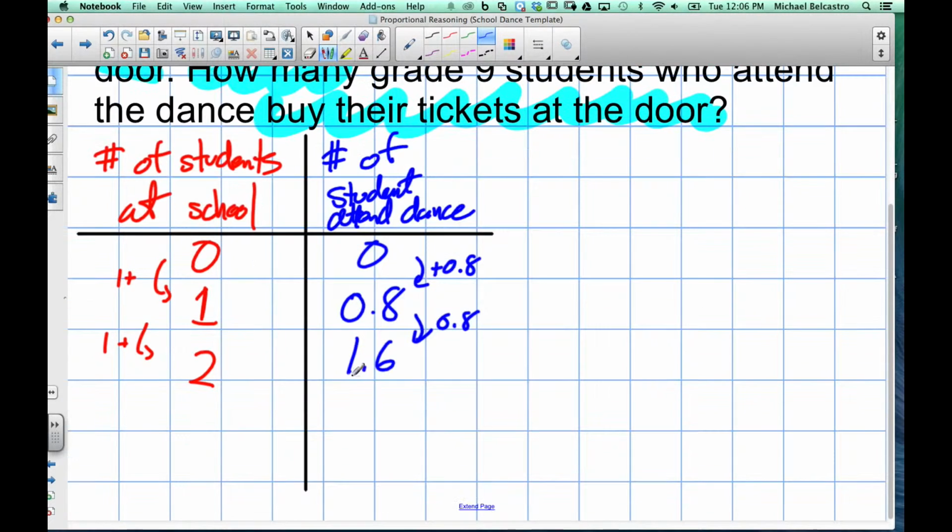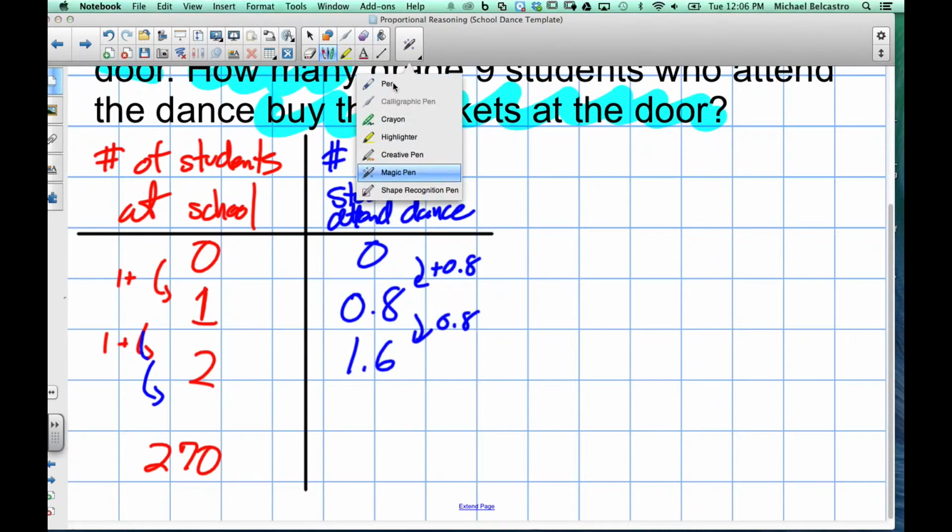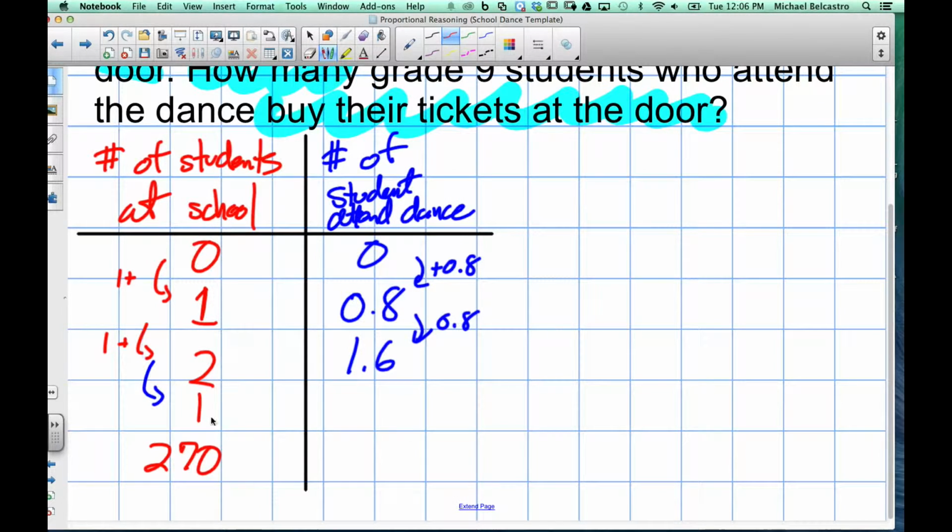Now, we know our goal, because our total here is going to be 270. Well, if I go up at this rate, this is going to take me forever counting by ones. I literally have to go up 270 times. So I'm going to show us a quick shortcut here. Let's say I wanted to jump to the number 10. Okay, I want to know at the number 10.